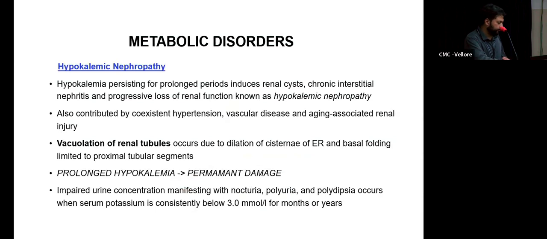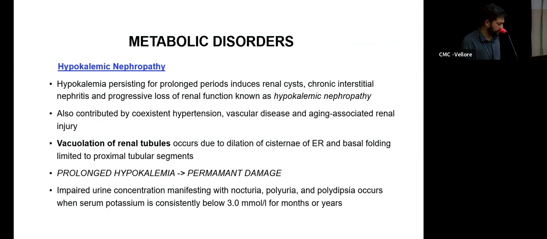Hypokalemic nephropathy is not seen in a case of acute hypokalemia. It's seen in chronic conditions, any condition that can cause chronic hypokalemia. Sometimes it can even be anorexia nervosa with binge eating and vomiting. Such patients can have this. Basically they have prolonged periods of hypokalemia, which causes renal cysts, slightly bigger cysts as opposed to lithium, where you get a little microcystic tubular dilatation. And you have chronic interstitial nephritis and progressive loss in such patients.